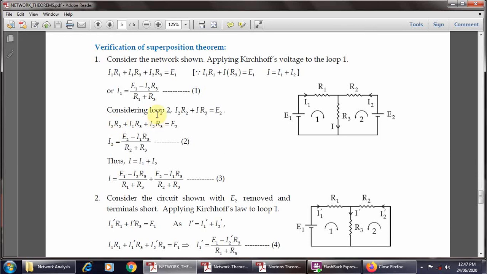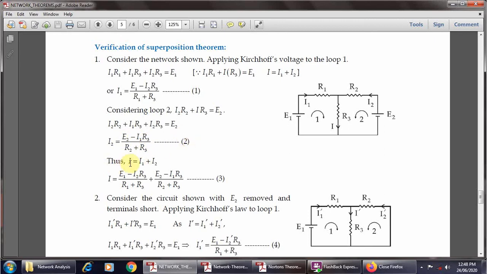Then consider the second loop. In the second loop there is I2 R2 plus R3 times I2 plus I1. Instead of I, here we write I2 plus I1. Then again the same procedure: I2 R2 plus I R3, because I1 plus I2 is equal to I, and E2. Therefore I2 R2 plus I1 R3 plus I2 R3 is equal to E2. From that equation we have calculated the value of I2, which is equal to E2 minus I1 R3 upon R2 plus R3. This is equation number 2.